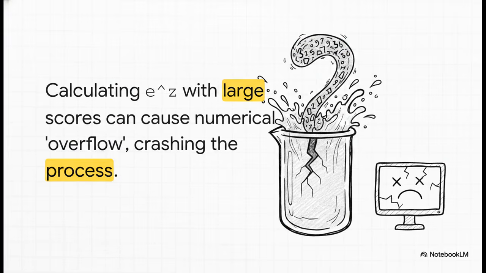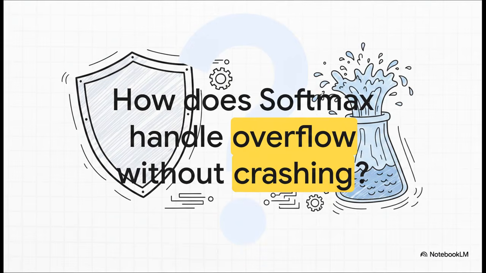But there's a potential disaster hiding in that first step. What happens if our model outputs a really big score, like 1,000? Well, if you try to calculate e to the power of 1,000, you get a number that is so astronomically huge, it literally breaks the computer. It can't store it. This is called a numerical overflow, and it would just crash the whole system. I mean, that sounds like a deal breaker, doesn't it? How can we possibly use a function that seems so fragile?